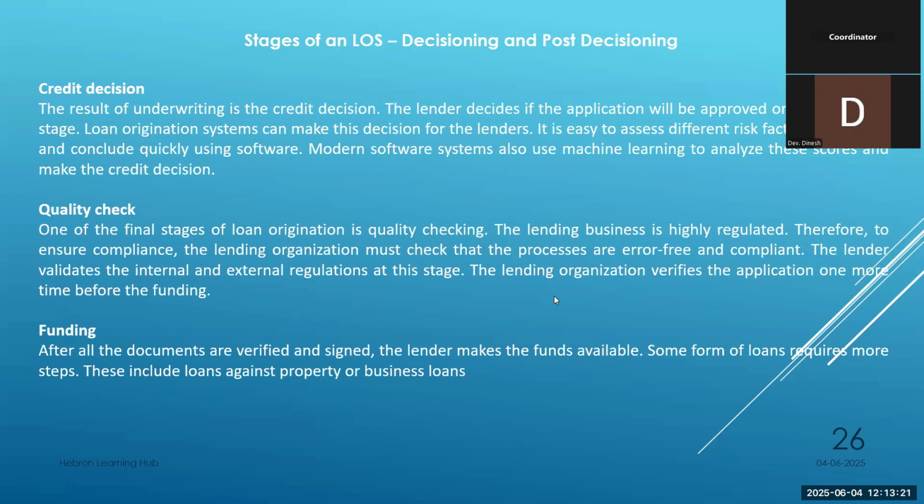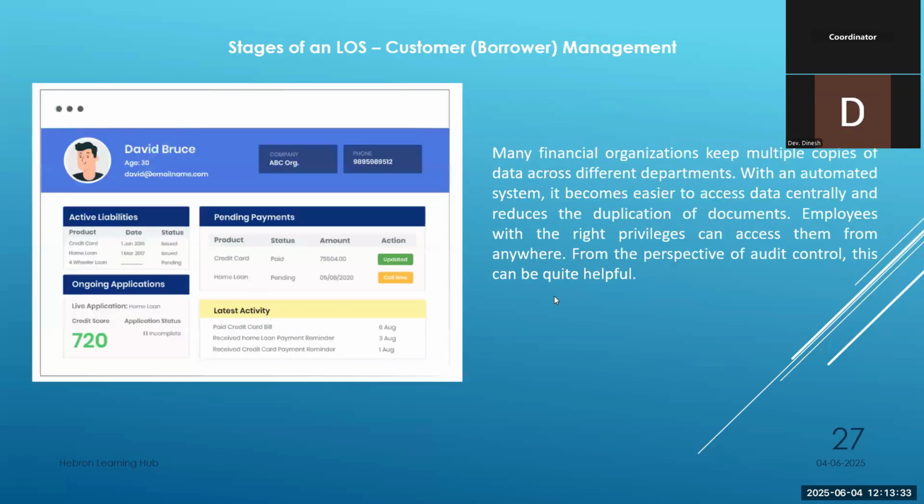Quality check, funding, how the documents have been checked, everything is done online. And once it is sanctioned, the disbursement happens, and the loan will be sanctioned and disbursed to the account of the customer.